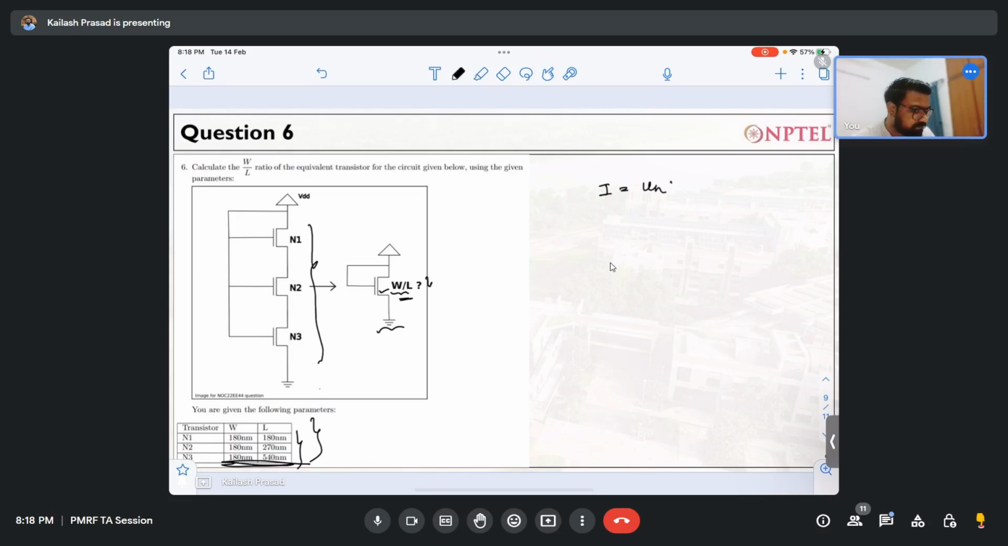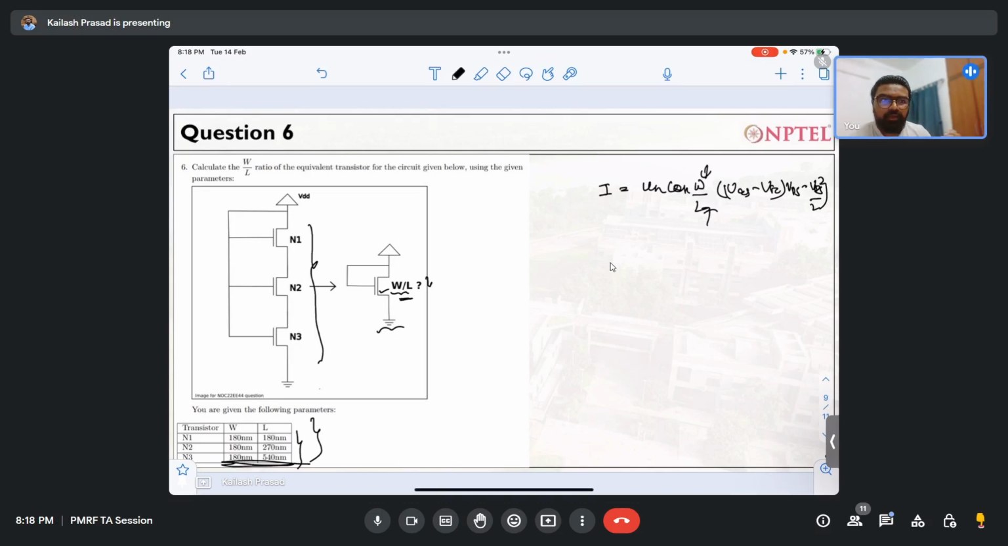The current equation is mu n Cox W by L, times (VGS minus VTH) multiplied by VDS minus VDS square by 2. What happens when three transistors are in a stack? The current will reduce. How can the current be reduced? Either W goes down or L goes up.